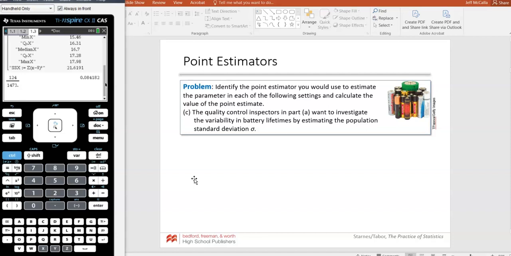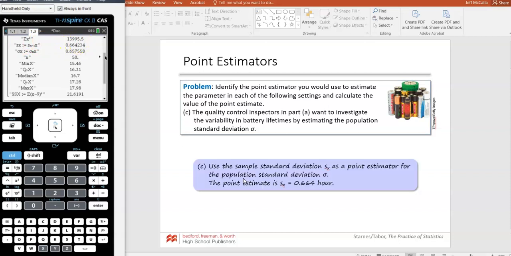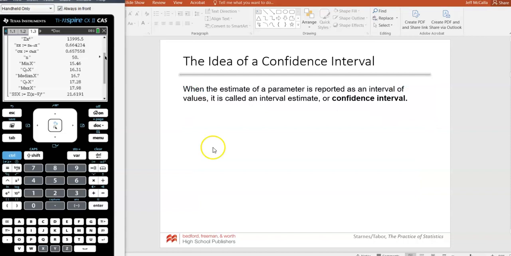The quality control inspectors in Part A want to investigate the variability in battery lifetimes by estimating the population standard deviation. So we're going to use the sample standard deviation to do that. If you scroll up here on the calculator, at least when I typed it in, I had a sample standard deviation of 0.664. See what they got? 0.664. So maybe I didn't type it in that badly. That's our sample standard deviation, which we're going to use. Our point estimate is 0.664 hours for the population standard deviation.